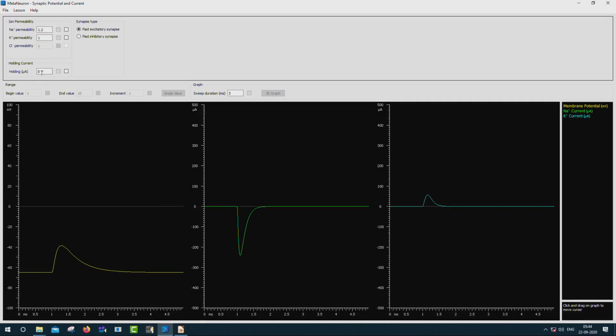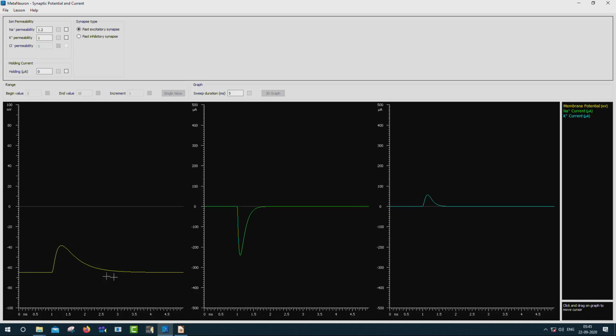Okay, and we have a holding current over here, and the membrane potential is the one in yellow. The sodium current is green, and the potassium current is blue. So a couple of things. One is, of course, this shows the temporal spread of the potential, and this follows tau, and it also depends on the physical structure of the axon or the dendrite, whatever we are modeling. But you see how the potassium current occurs.